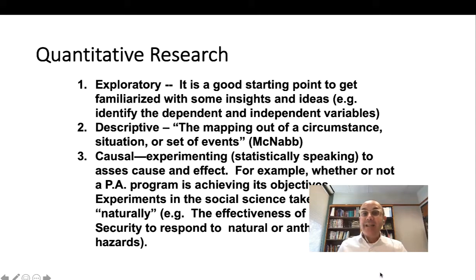We have the idea of descriptive, and we are always trying to see if we can have causality, that is cause and effect, and what it is and how to measure that.